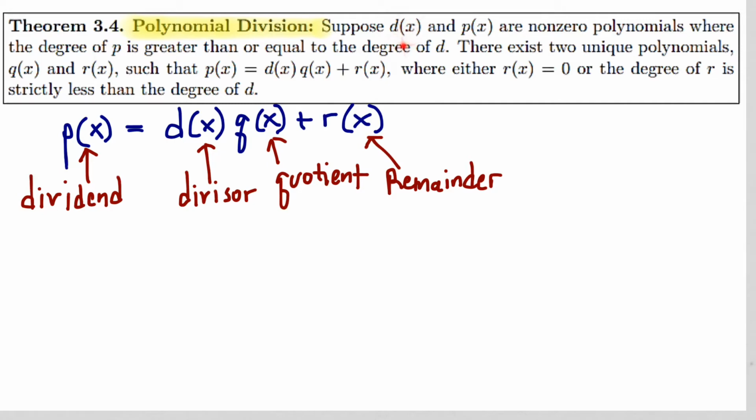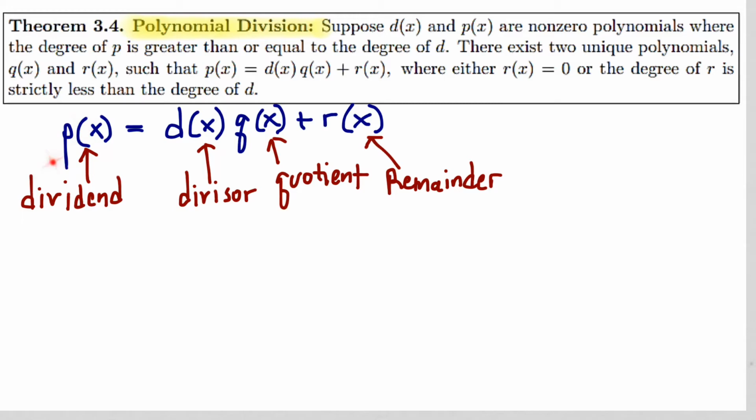It says, suppose d of x and p of x are non-zero polynomials where the degree of p is greater than or equal to the degree of d. There exist two unique polynomials, q of x and r of x, such that this equation holds. P of x is equal to d of x times q of x plus r of x, where r of x can be 0, or the other possibility is that the degree of r must be less than the degree of d.